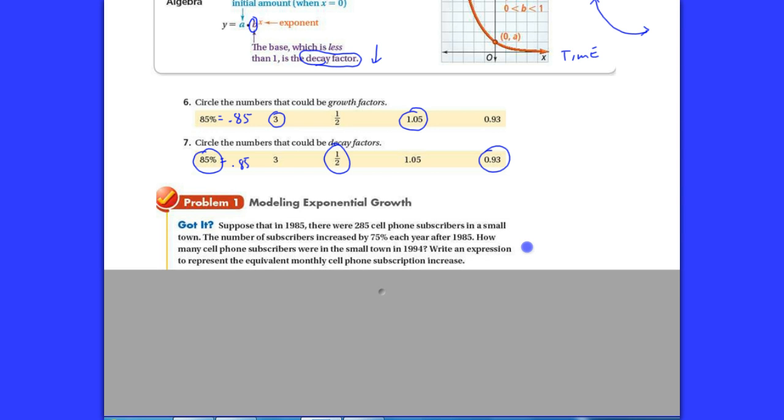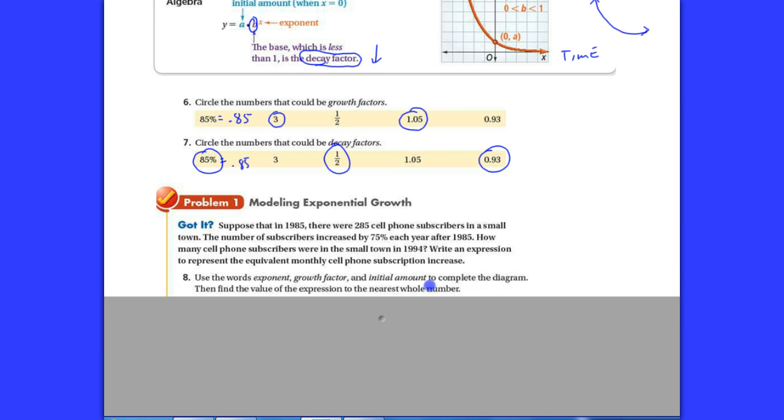Okay, so moving right along to another application here, let's look at problem number 1. And I'll read it quickly. It says, suppose that in 1985, there are 285 cell phone subscribers in a small town. The number of subscribers increased by 75% each year until after 1985. How many cell phone subscribers were in the small town in 1994? Write an expression to represent the equivalent monthly cell phone subscription increase.